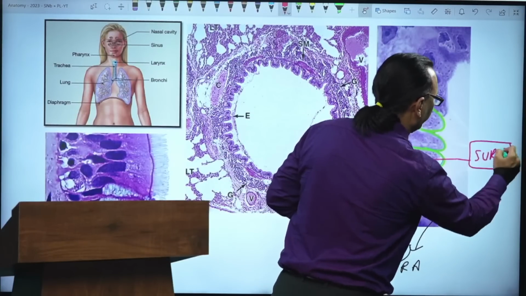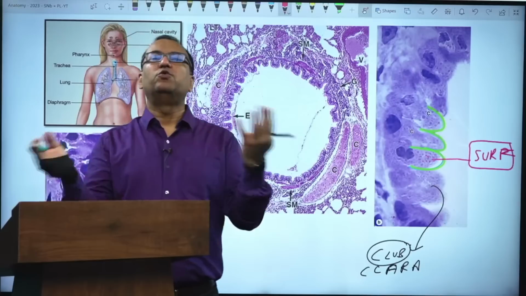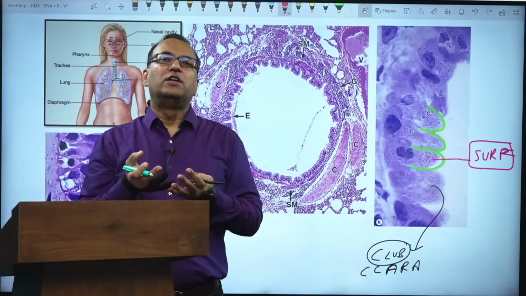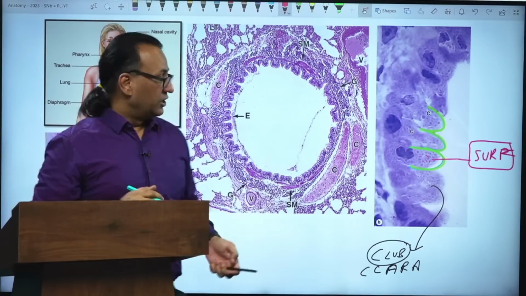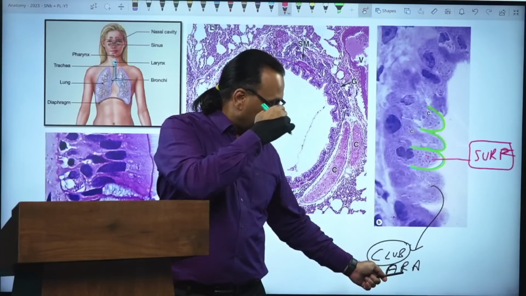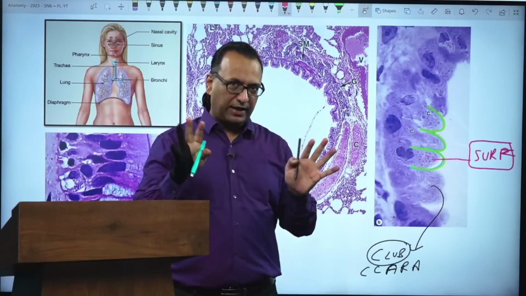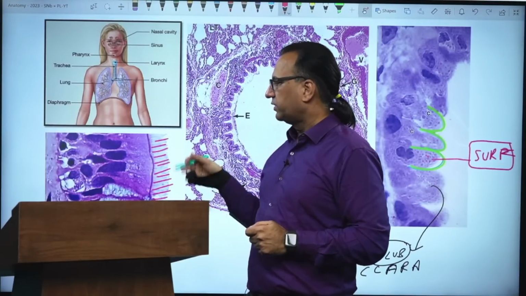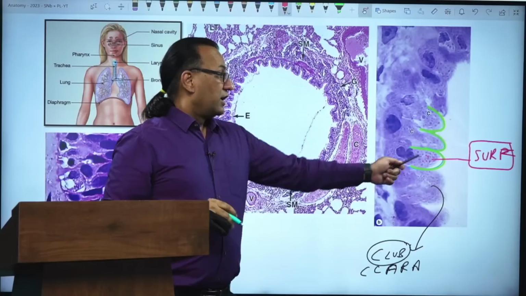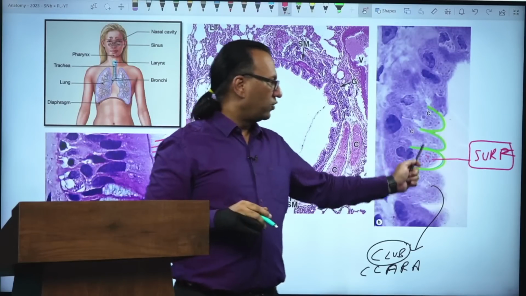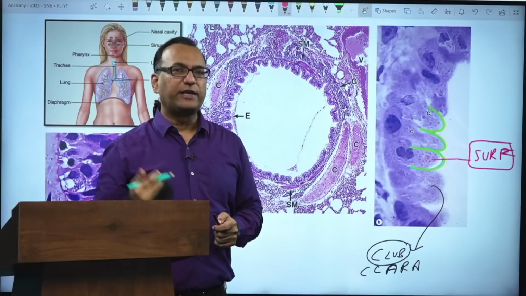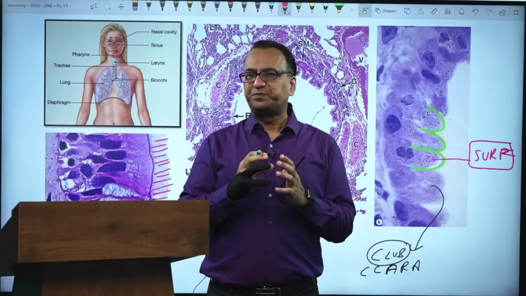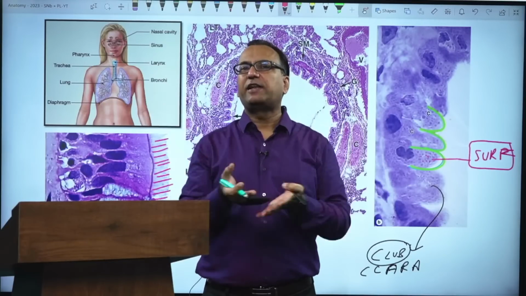It is dome shaped, projecting into the lumen, and it will have these contents, and that is nothing but surfactant. You know, surf is what you wash your clothes with, a surface active agent, to reduce the surface tension of the alveoli, to prevent their collapse. So the club cell or Clara cell is identified by the fact it will not have cilia, like normally the epithelium of the respiratory system is ciliated. It will have a lot of granules, and those granules are surfactant lipoproteins, phospholipids, and they are important because they are going to reduce the surface tension of the alveoli, preventing their collapse.